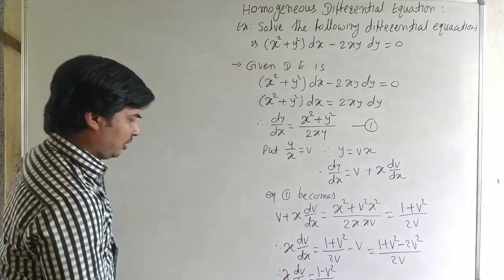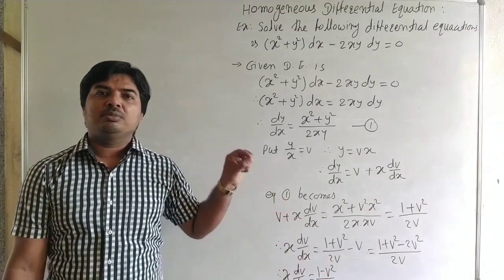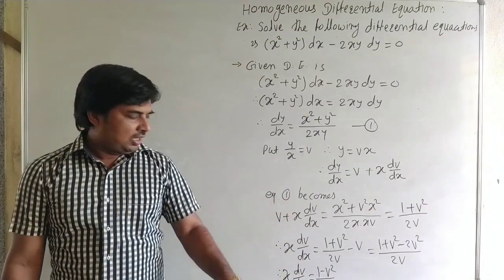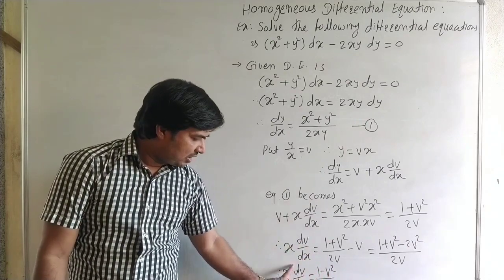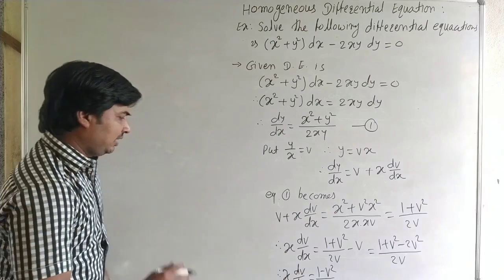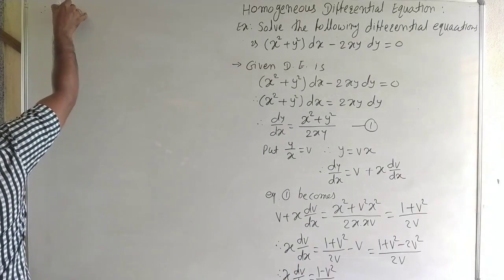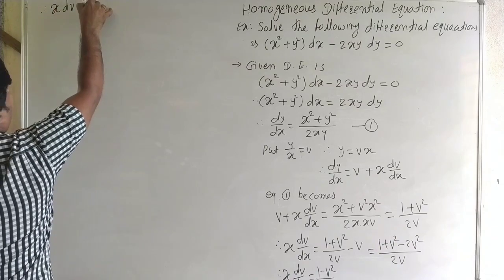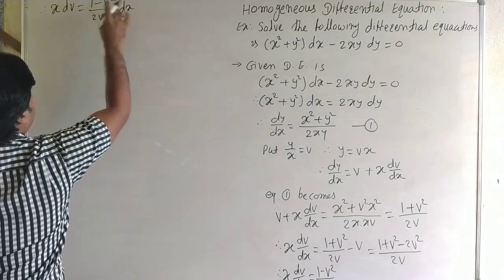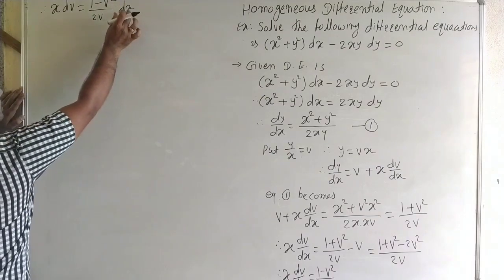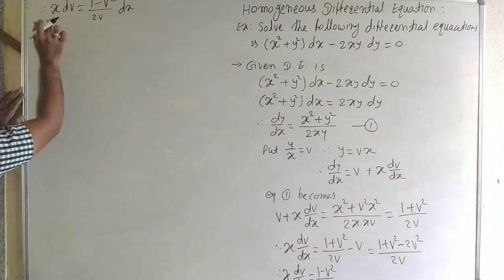Okay, see carefully this. Now, this is a differential equation in the variables v and x, in variable separable form. First we separate the differential coefficients, that is dv and dx, and then separate all the variables. Therefore, x into dv is equal to 1 minus v square upon 2v into dx. The differential coefficients are separated.